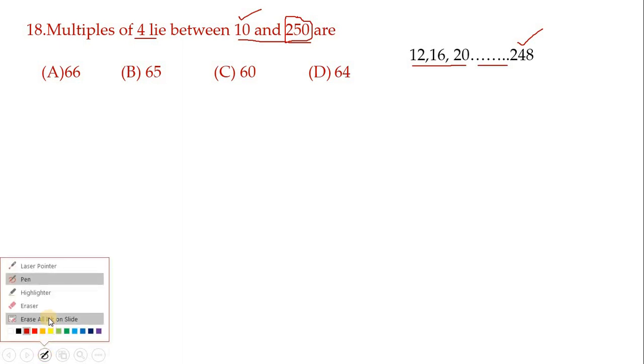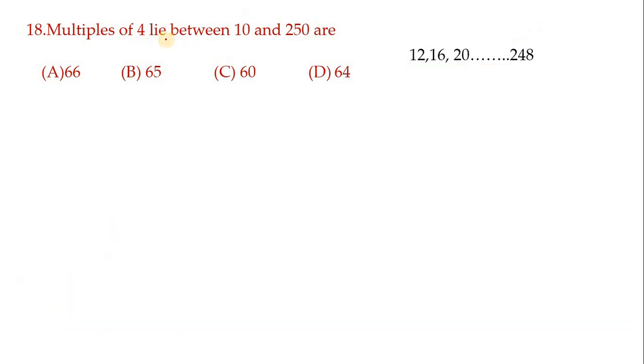Moreover, I wanted to say one more very important thing here. Whenever they say between, you have to exclude the first term and the last term. You should not include them whenever they say between. If they say the multiples of 4 from 10 to 250, in that case 10 and 250 you should include. So whenever they say between, these two numbers should be excluded. A very important thing to understand. So the last term is 248.